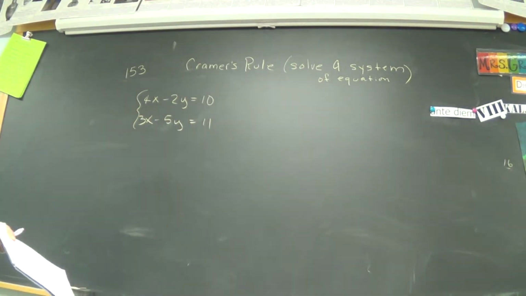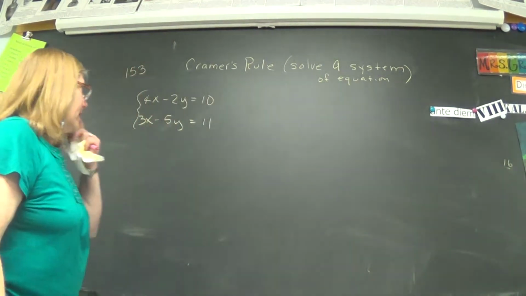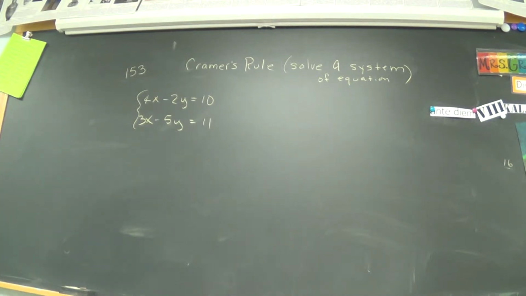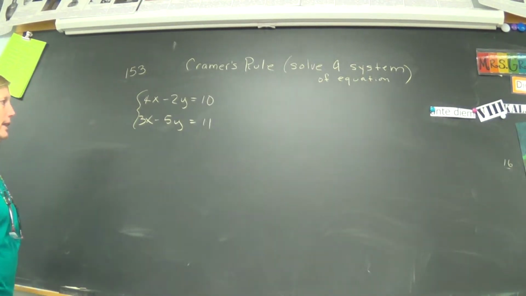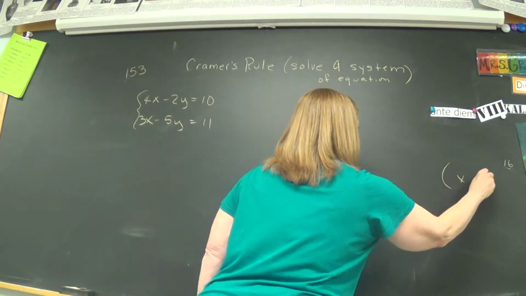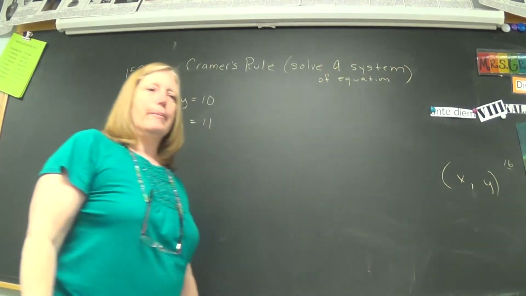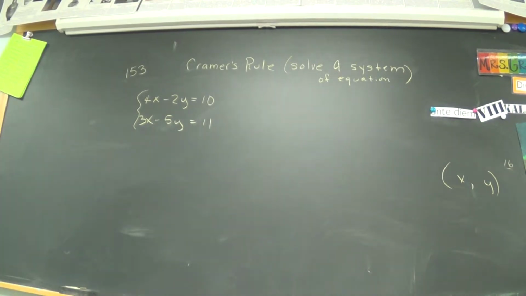Can you read that? 4x minus 2y, write it down. 4x minus 2y equals 10. 3x minus 5y equals 11. So we're actually going to use Cramer's rule now. And we're going to find out what x is and what y is. It'll be an ordered pair like this. So we could use substitution or elimination, but we're going to use Cramer's rule.